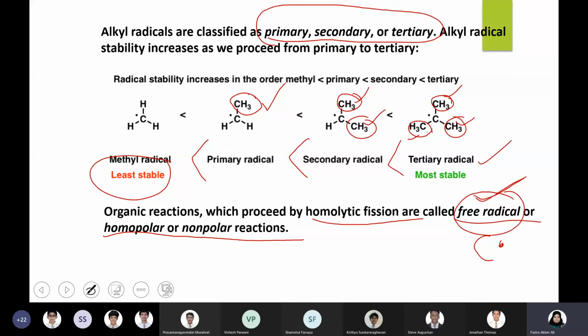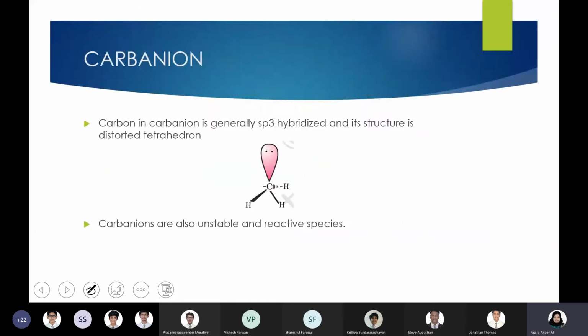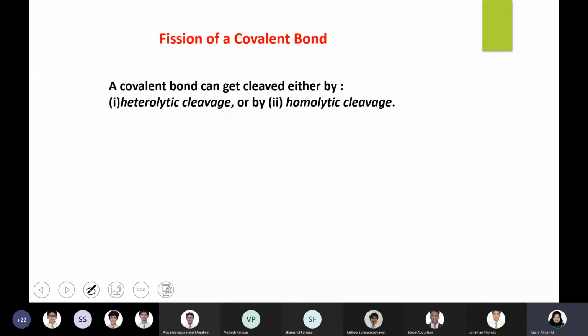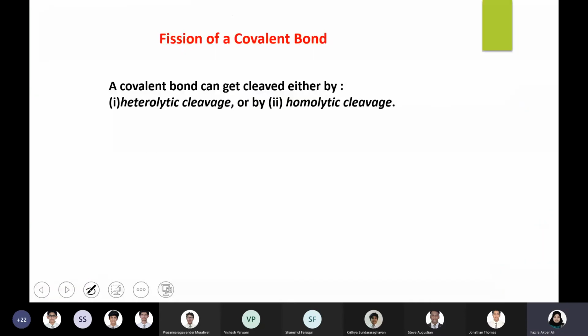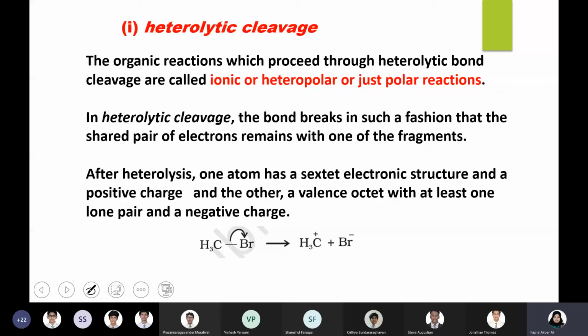Okay, that much will be enough in free radical and homolytic cleavage. So we were on fission of covalent bond, a fundamental concept in organic reaction mechanism, that is the breaking down of a covalent bond, and it happens in two different ways, heterolytic cleavage and homolytic cleavage. We started with heterolytic cleavage, which leads to the formation of positive and negative ions, that is, to polar reactions, ionic reactions.